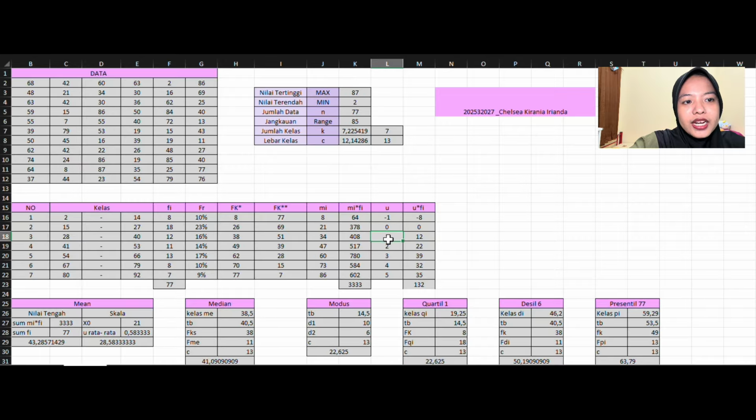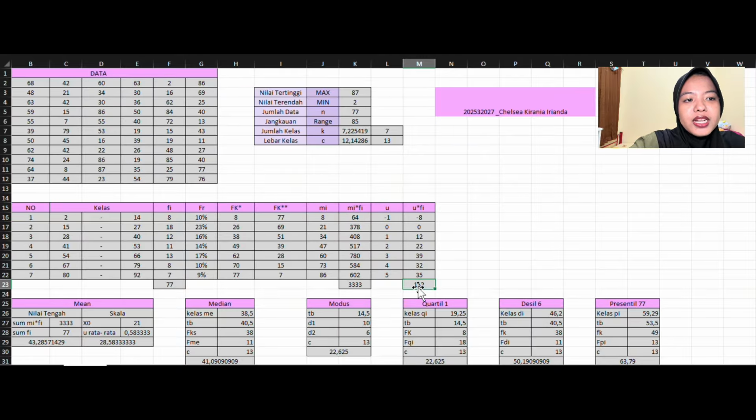Then, I created the code value times frequency column by multiplying the code value by the frequency in each class interval. Afterward, the total of this column was also calculated using the sum function.